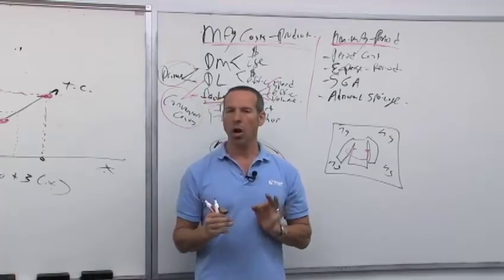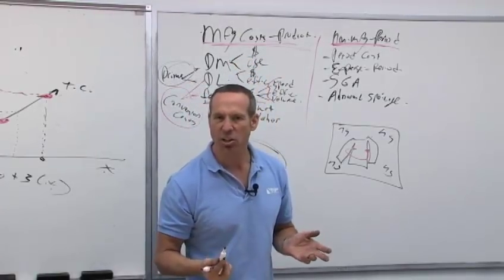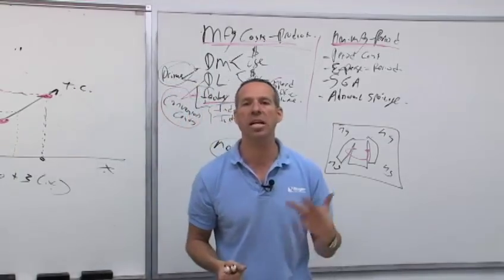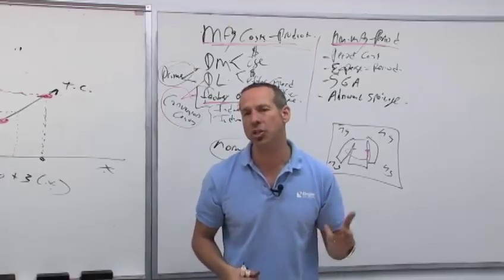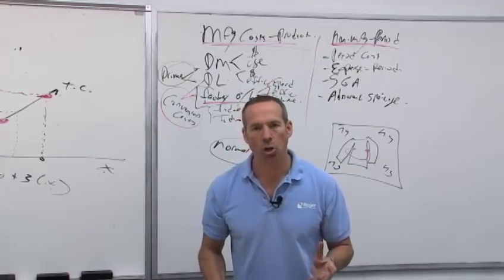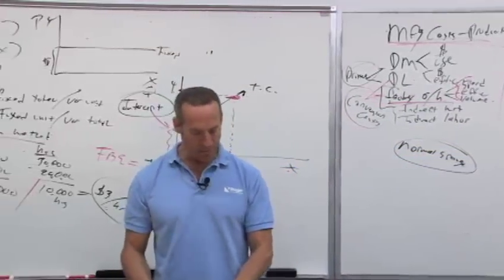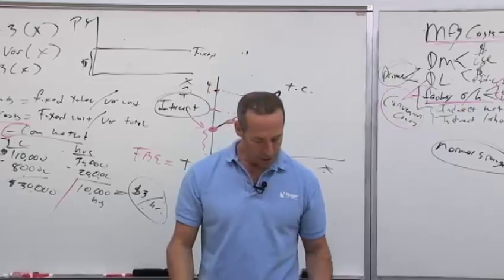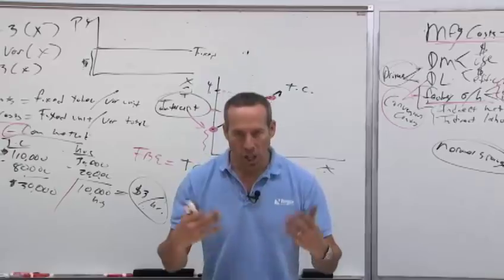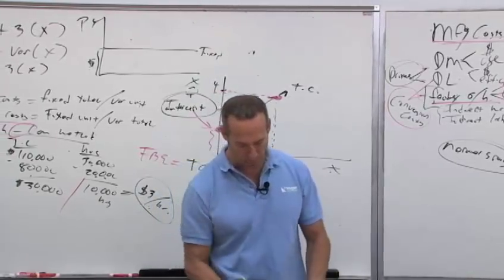So under a normal cost system, I'm going to use materials and labor based on actual, because I can figure those out pretty easily. But for overhead, I'm going to use what we call a predetermined overhead application rate. That is overhead based on what? On a standard called a predetermined overhead rate. That's what we're going to be doing in most of this section, which is dealing with normal costing. So normal costing says what? Direct materials actual, direct labor actual, overhead based on a predetermined overhead rate.